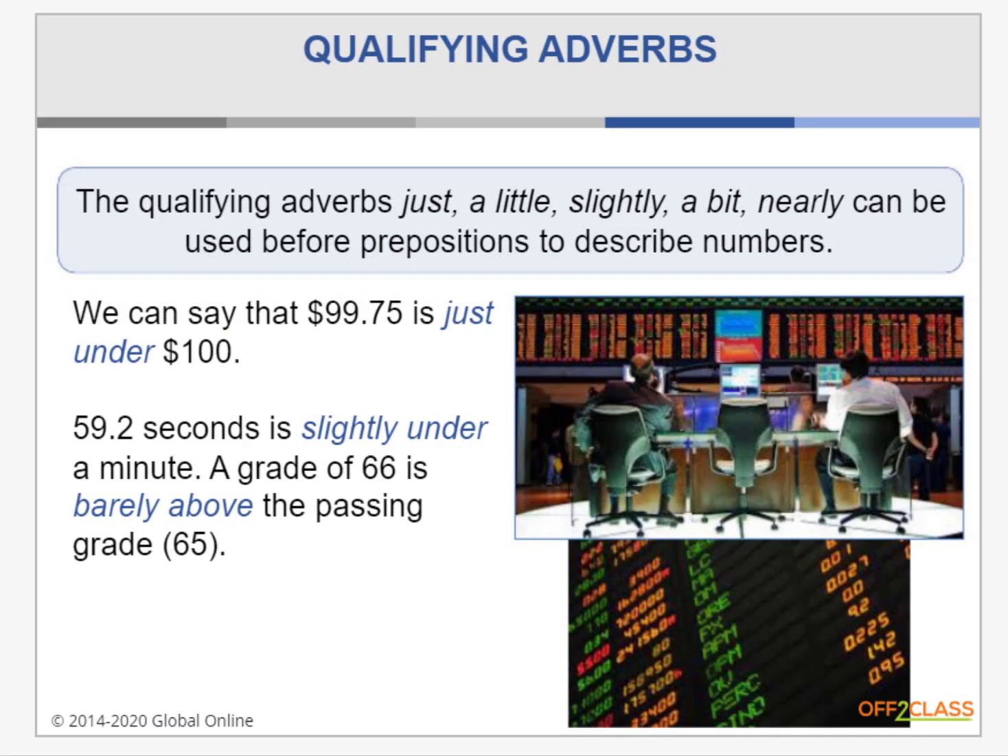The qualifying adverbs just, a little, slightly, a bit, and nearly can be used before prepositions to describe numbers. So for example, we can say that 99.75 is just under $100, and 59.2 seconds is slightly under a minute. A grade of 66 is barely above the passing grade, 65. Right? You can see what's going on here. If instead of saying 99.75, we would say it's just under 100.